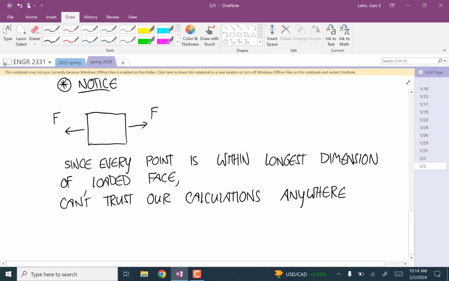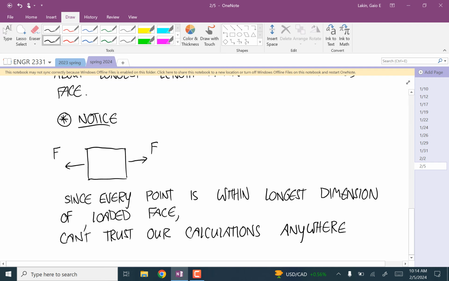And when I say trust our calculations, that would be assuming that this is loaded like this. Okay.